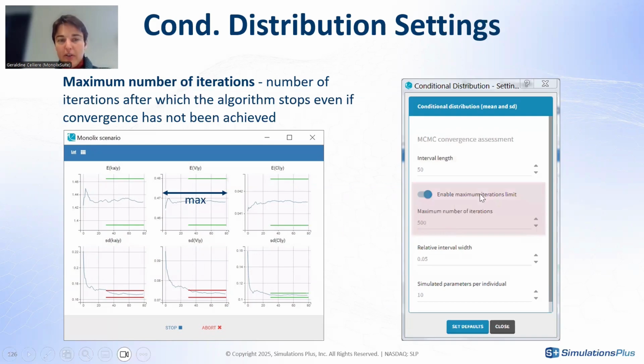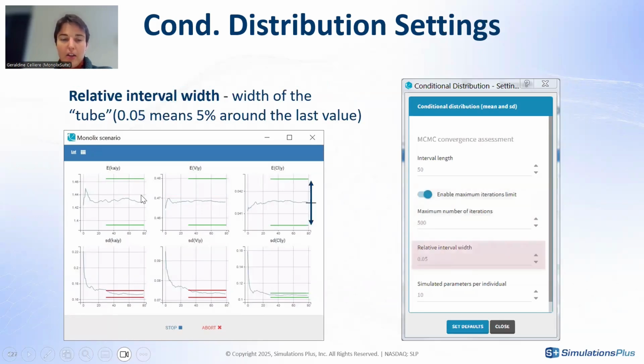As a security, you can enable to stop MCMC at a pre-specified number of iterations, even if the stopping criteria based on the tube is not reached. The width of this tube is actually defined as a percentage of the last value. By default, we look at 5% around the last value. So that's going to define the width of the tube in which the trajectory should be before it stops.